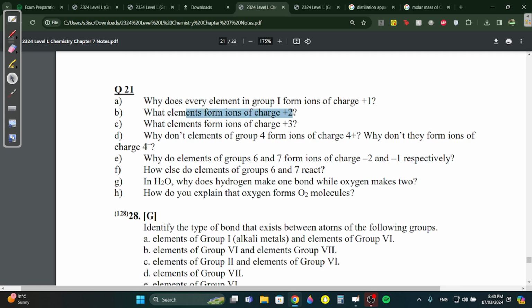What elements form ions of charge +2? Group 2 elements. What form ions of charge 3? Group 3 elements. Why don't elements of group 4 form ions of charge 4? Why do they form ions of charge 4 minus? Honestly, I don't know. I'm going to skip this. Okay, I don't think this will come up.